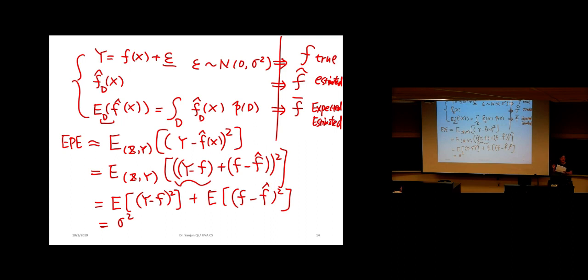Question about this? How do you open that whole square into two parts? Sorry, I haven't finished this. I'm just saying the first part is the irreducible error. Then plus this other part, the true f minus the estimated f, which you can further decompose, and I'm going to decompose it, but just keep that in mind for now. So this is called irreducible error or base error.